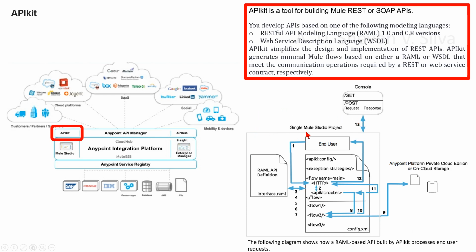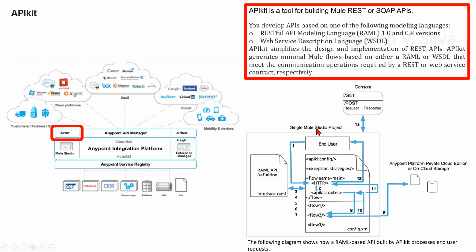Here you can see single Mule Studio project. Inside it you can see RAML API definition, end user, and config.xml. Here interface.raml. So interface.raml interacts with config.xml, and config.xml interacts with end user.